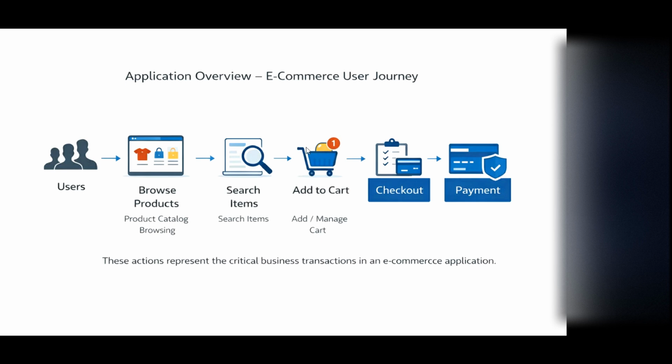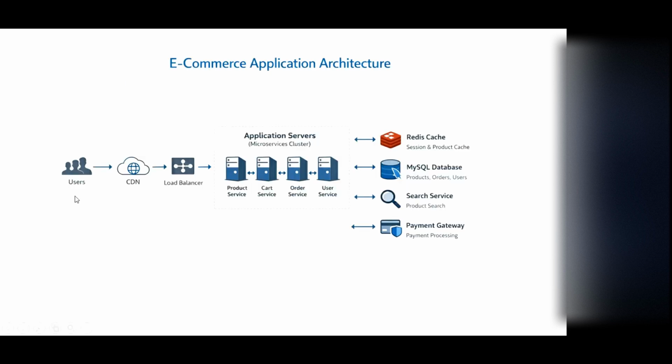So let's try to understand the application architecture of this particular e-commerce application. If a user is trying to search for a particular product, he's going to send one request to the server. First, that request will go to the CDN. What is CDN, guys? Full form of CDN? Content delivery network. Yes, content delivery network.